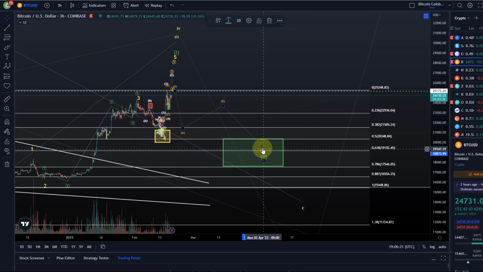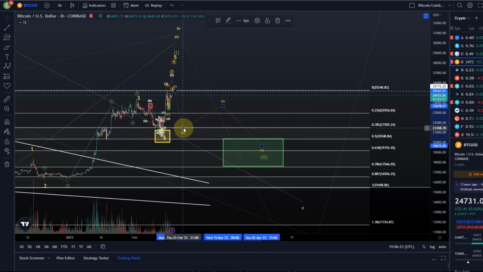And then we probably come into this wave 2. And the A wave will probably react to the 38.2 fib retracement. That is what often happens in the crypto market with an A wave. So you can already start to scale in here.